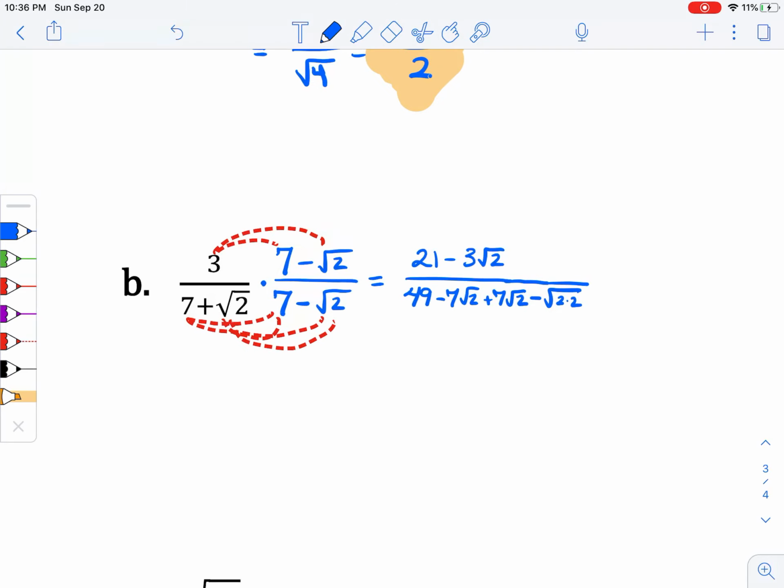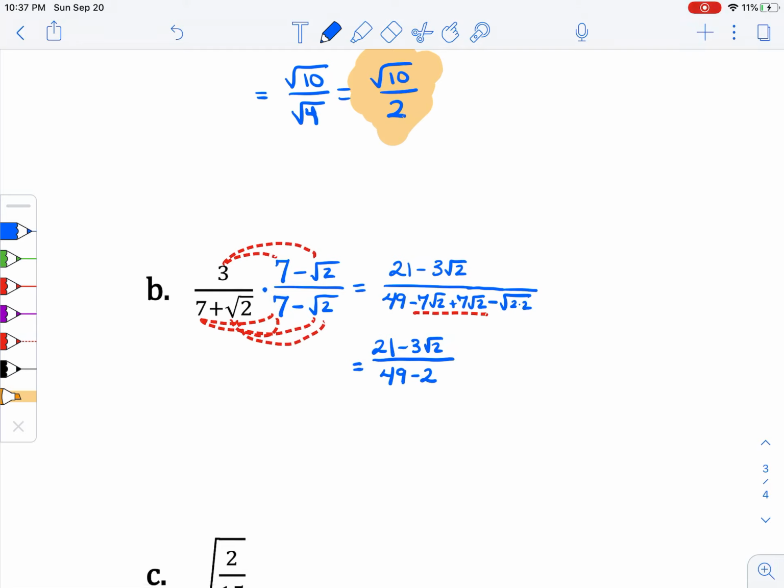So the top, really nothing's going to happen there, but notice in the bottom part, this middle term is always going to cancel out. So what you'll have is 21 minus 3 square root of 2 over, and this would be 49, and then this last part would be just minus 2. Because 2 times 2 is 4, so when you take that square root, you just have a 2. So the final simplified answer here is 21 minus 3 square root of 2 over 47.